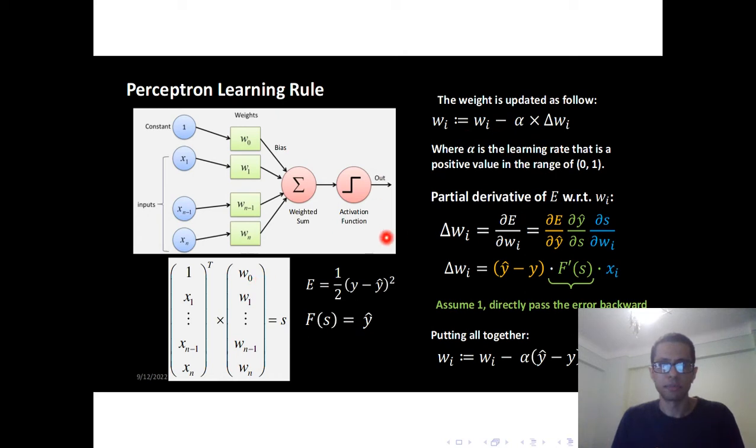The gradient is the partial derivative of the objective function e with respect to the weight wi. It can be calculated using this chain rule formula from calculus.